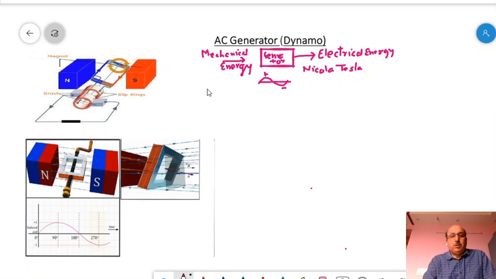Now, first we have to take its construction. It has an armature. Here is armature P, Q, R, S. It is a coil which can rotate around the horizontal axis. This is the horizontal axis.